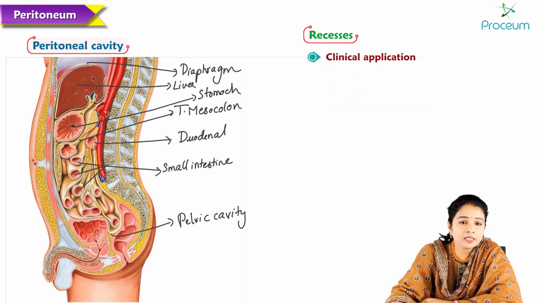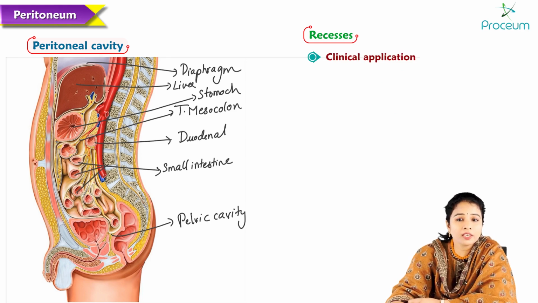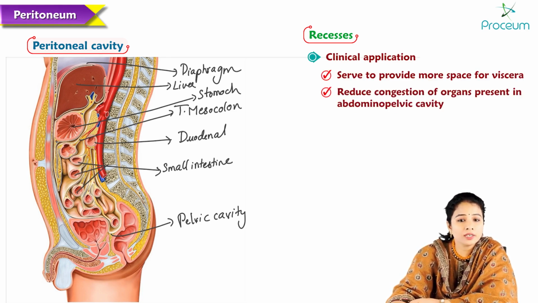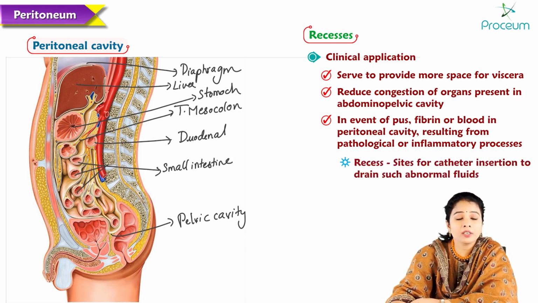So let's see the clinical application of these recesses. The recesses of the peritoneal cavity serve to provide more space for viscera, thus they reduce congestion of organs present in the abdominopelvic cavity. In the event of pus, fibrin or blood in the peritoneal cavity resulting from pathological or inflammatory processes, the recesses are the sites for catheter insertion to drain such abnormal fluids.